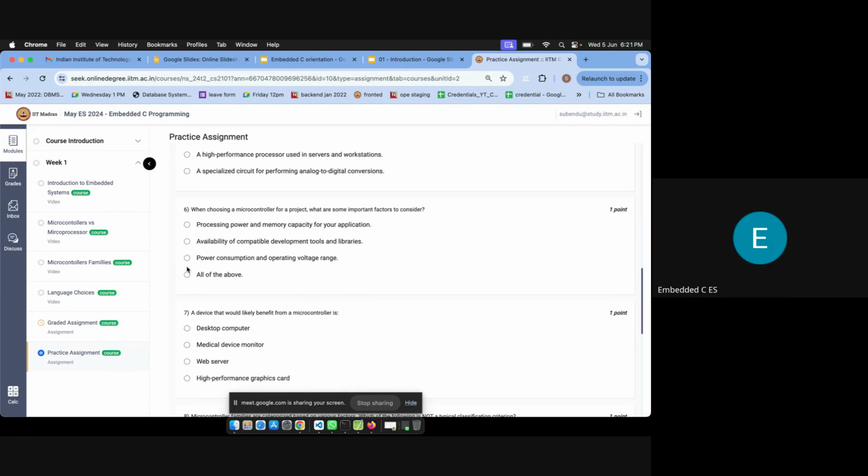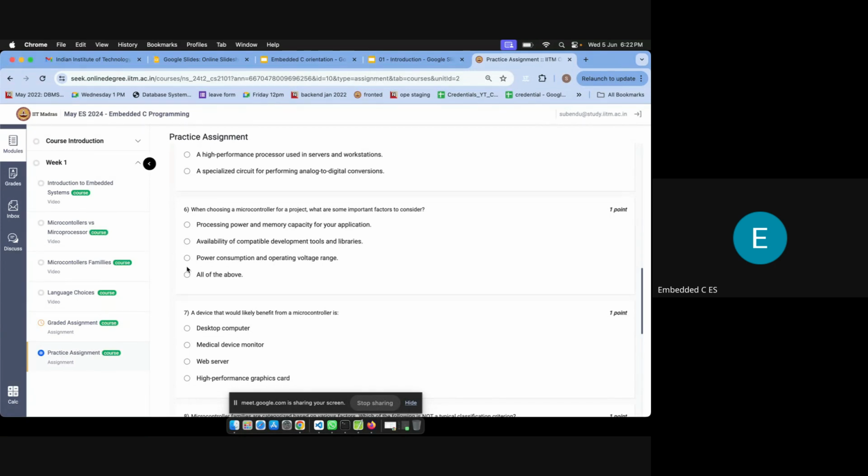Now question number 6. When choosing a microcontroller for a project, what are some important factors to consider, right? So when you are choosing the microcontroller for a project, what are the important factors you have to consider? The first option is processing power and memory capacity for your application. So you have to consider processing power and the memory capacity, right?